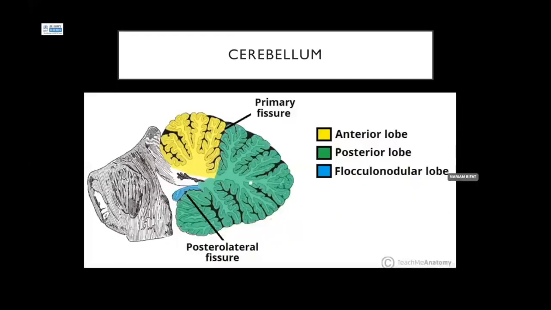So the cerebellum is Latin for little brain, and it is found at the posterior and inferior part of the brain. It has many functions, including playing a vital role in maintaining balance, coordinating voluntary muscle movement, and executing motor control. The cerebellum has 2 hemispheres which are connected centrally by the vermis. There are 3 anatomical lobes that can be distinguished: the anterior lobe, the posterior lobe, and the flocculonodular lobe. And these lobes are divided by 2 fissures, the primary fissure and the posterolateral fissure.